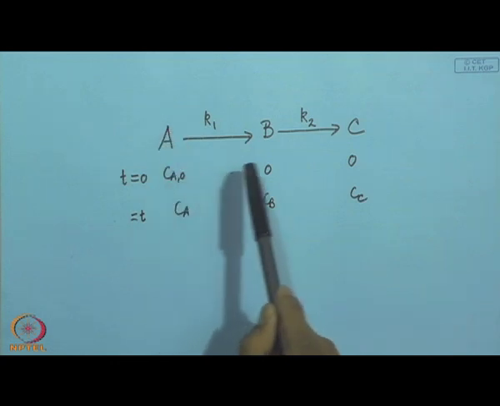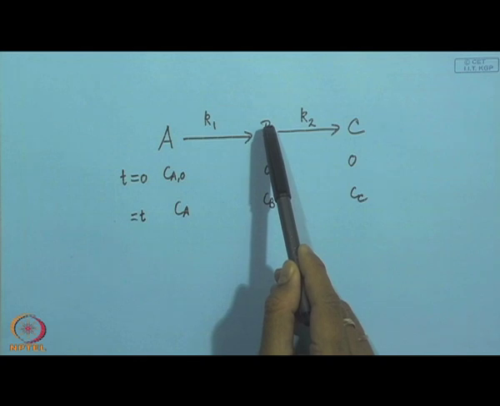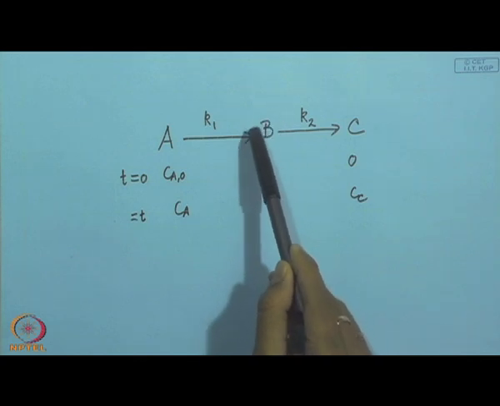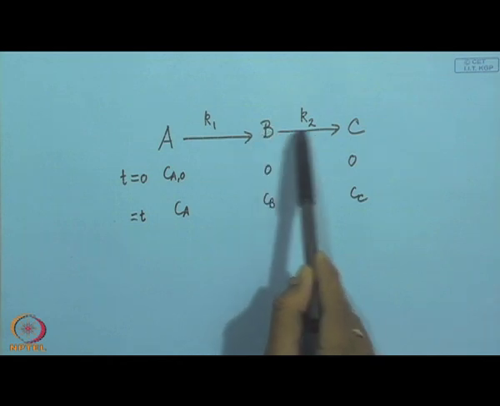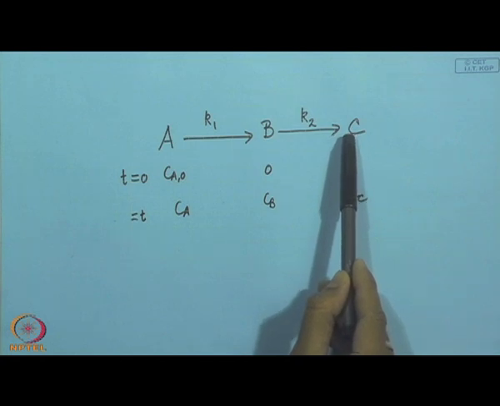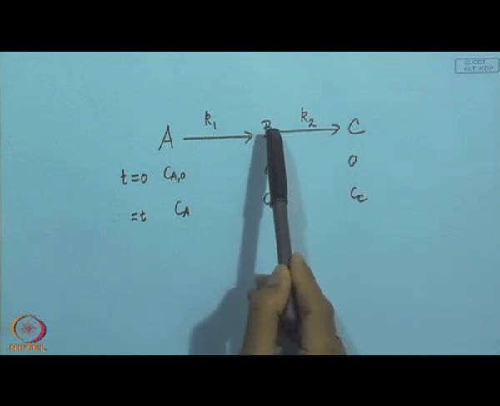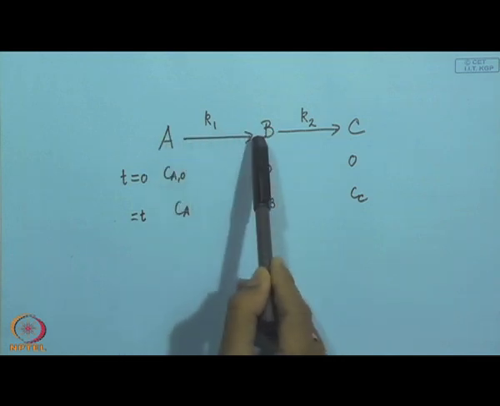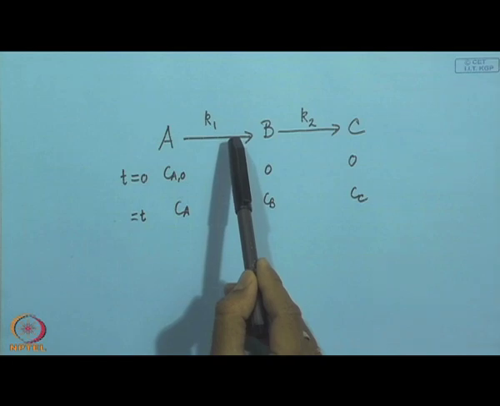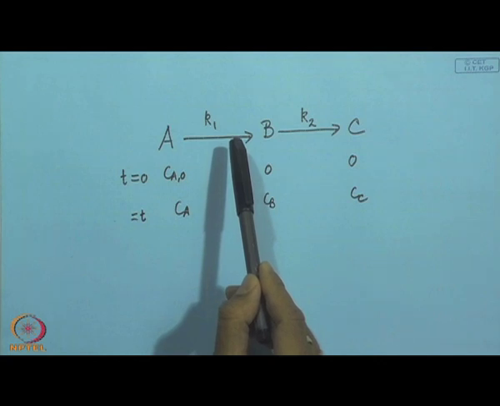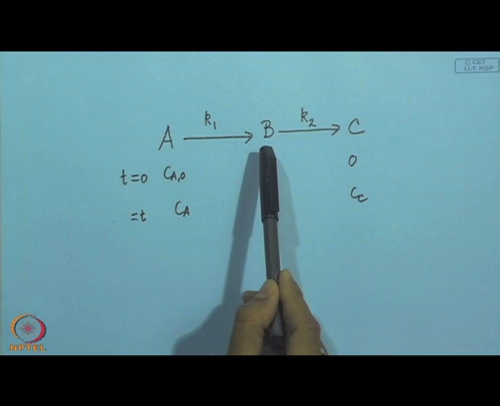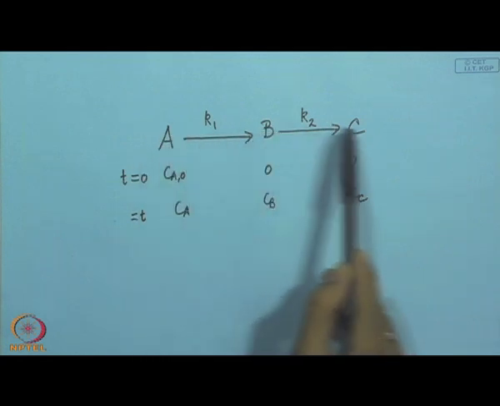The moment the reaction has started, slowly B will be produced, and when the concentration of B is appreciable, then B will again start to get converted to C. In this case, we must remember one point: there is a possibility of B going back to A, but those possibilities are neglected, because that may happen with such a low rate that there is no point in considering it. So, this reaction is primarily A to B to C.